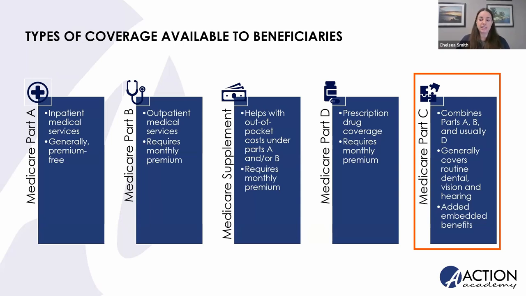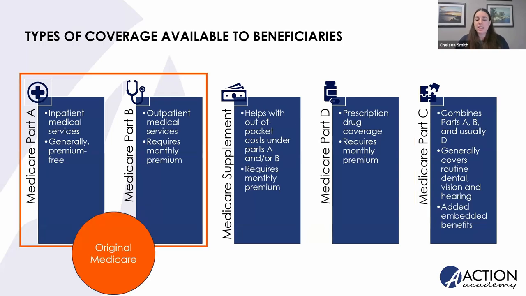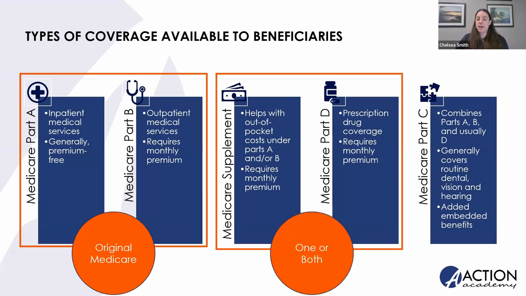rules governs the ways that these programs can work together. So generally speaking, a beneficiary must always enroll in Parts A and B, which is also known as Original Medicare. I like calling it Vanilla Medicare, to be eligible for other programs, like Part C and D. They'll also be responsible for a Part B premium each month. After enrolling in Parts A and B, the beneficiary has the option of enrolling in one or both of a Medicare supplement policy and a Part D prescription drug plan.